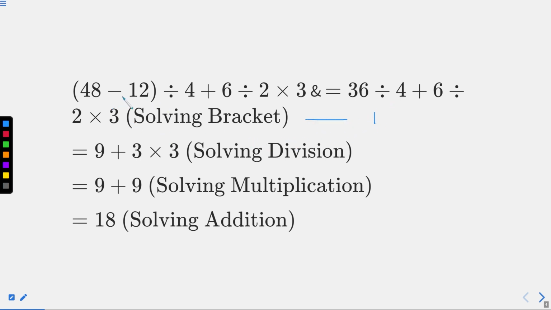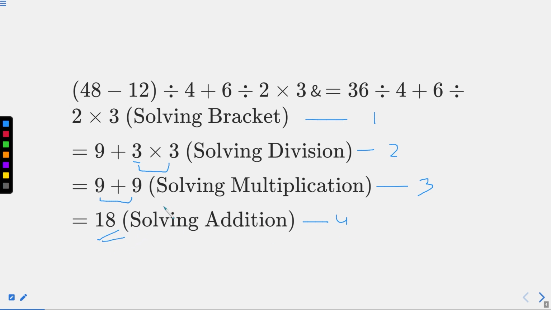Here I have already told you how I'm proceeding with this. Then we are solving the division part, right? So 6 divided by 2 comes out to be 3. Now this is the second part. Third, we are multiplying these two values in this step. That is step 3. Now we are adding 9 plus 9. We are getting step 4 and our answer is 18.